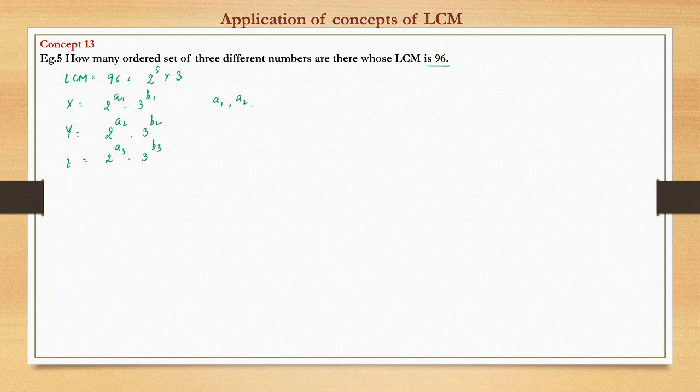Okay, where we can write a1, a2 and a3, which are indexes of 2, can be maximum what? The maximum index of 2 is 5 because that will be the LCM, and the minimum index will be 0. Similarly, b1, b2, b3 would have minimum 0, and here maximum would be 1. So those cases we have seen now.